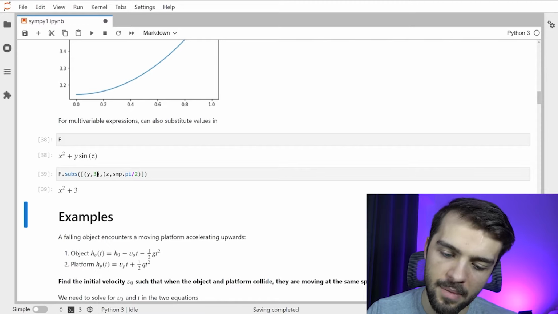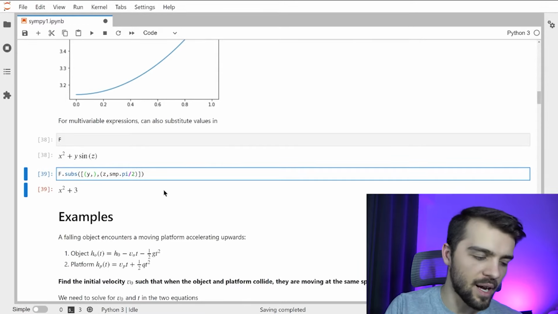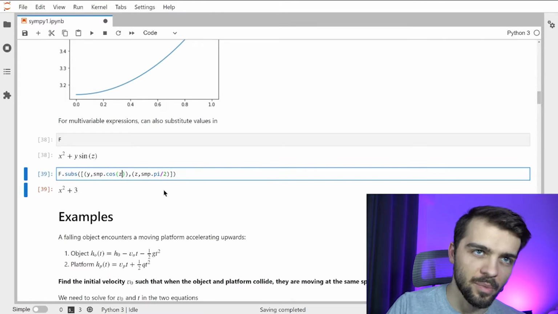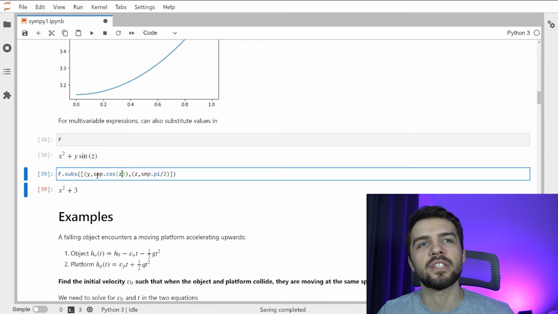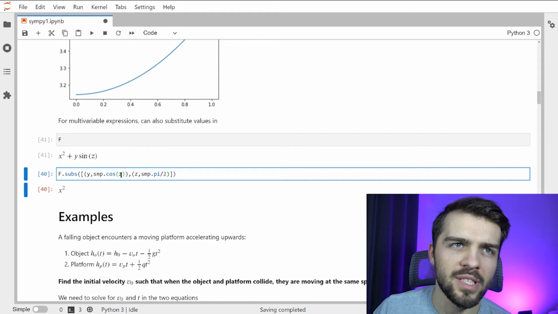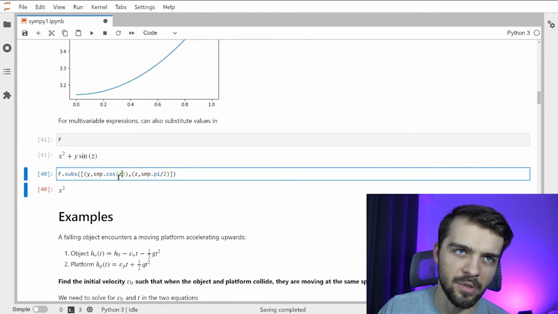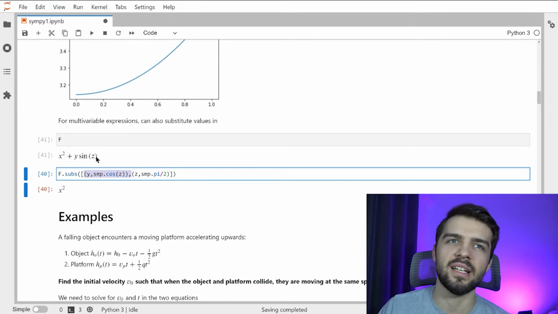I can also put expressions in here. So, for example, I could substitute y and I want to put the value cos z, wherever y is. So what that means is wherever y shows up in this expression, I'm going to put the value cosine of z there. So it substitutes cosine z into y. So I have x squared plus cos z sine z. And then I put pi over 2. And sine pi over 2 is 1, but cos pi over 2 is 0. So first thing it does is this. It puts cos z. So cos z sine z. And then if I put pi over 2 into cos z sine z, one of them is equal to 0. So I just get x squared.